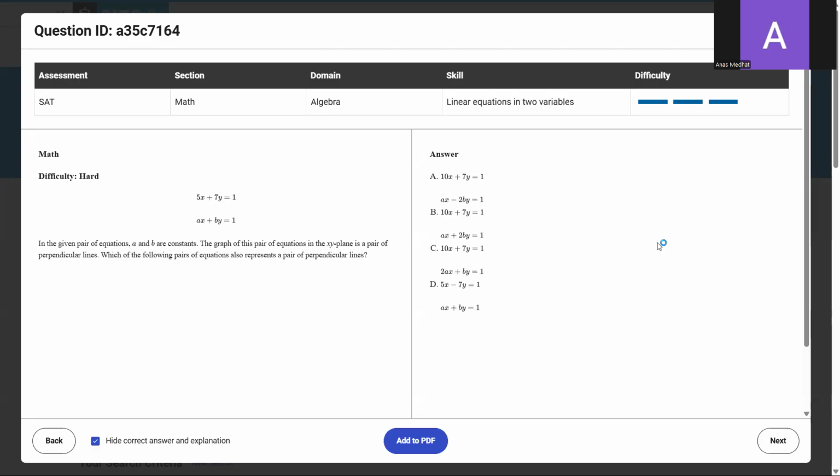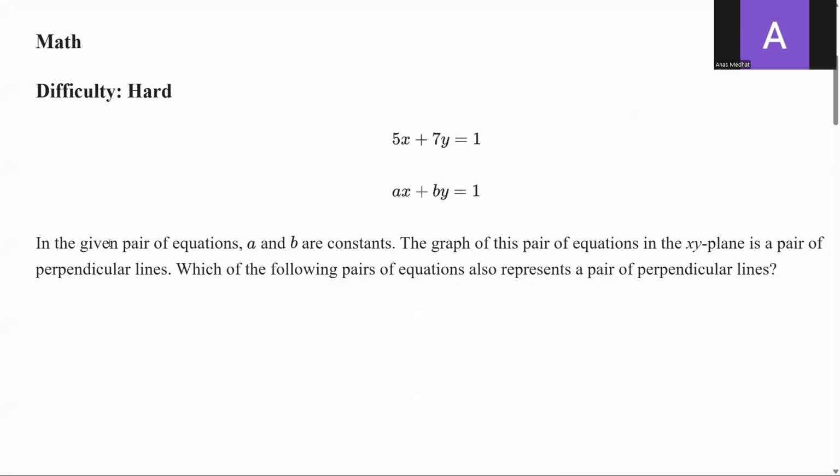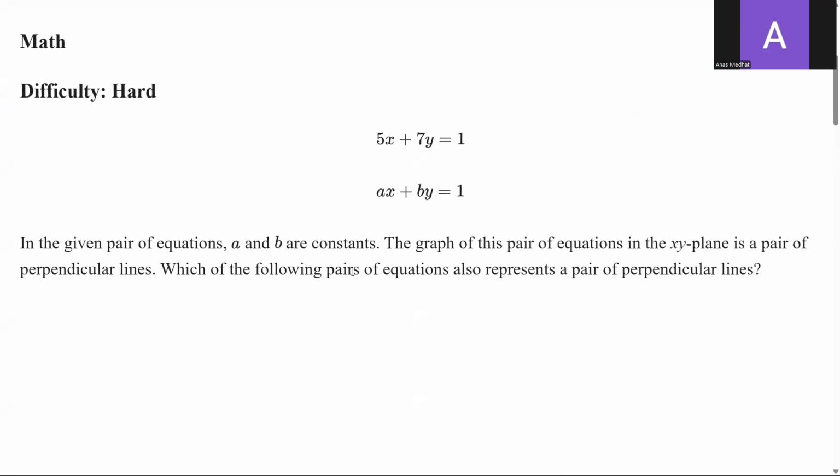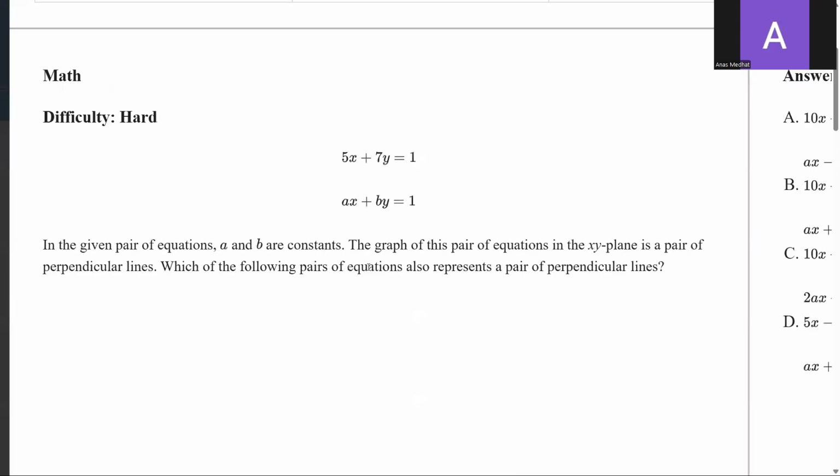Let's continue solving set bank questions. Okay, let's continue with this question. In the given pair of equations, A and B are constants. The graph of this pair of equations in the xy plane is a pair of perpendicular lines. Which of the following pairs of equations also represent a pair of perpendicular lines?